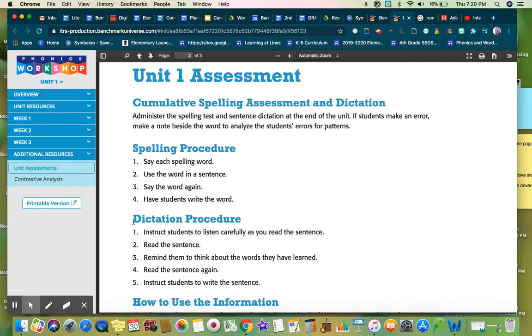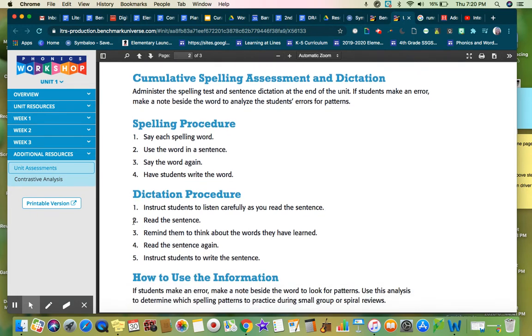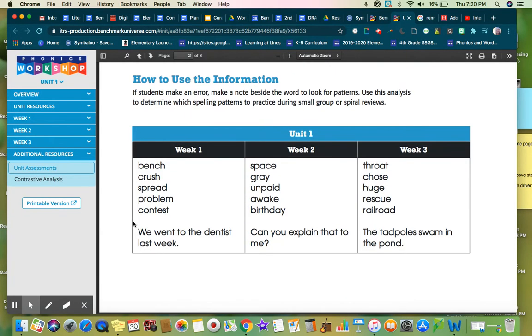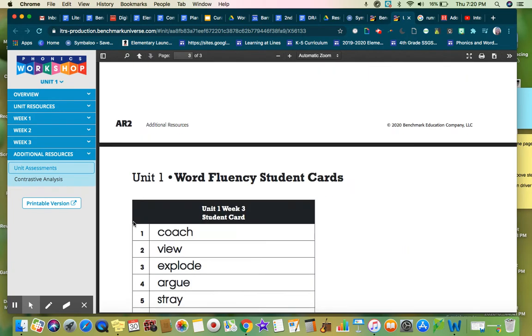And here's again some nice prompts to take you through that. When we had the launch last year, they went through how important the dictation is and how we can use this information. So this is what a unit assessment looks like. You'll notice that it's included words that have the same pattern from each of the 3 weeks. So at this point, we haven't really expected that they've mastered it, but it does give us an idea of where they are at in that process.